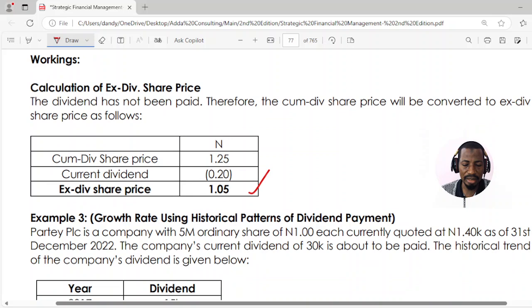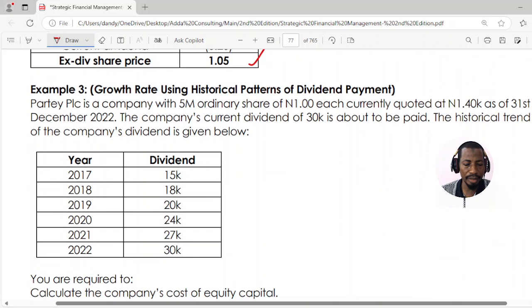All right, let's have one more example. Example number 3. Pate PLC is a company with 5 million ordinary shares of ₦1 each, currently quoted at ₦1.40 as at 31st December 2022. The company's current dividend of 30 kobo is about to be paid. Again, the dividend has not been paid. That means the ₦1.40 is the cum-div share price. The historical trend of the company's dividend is given below.